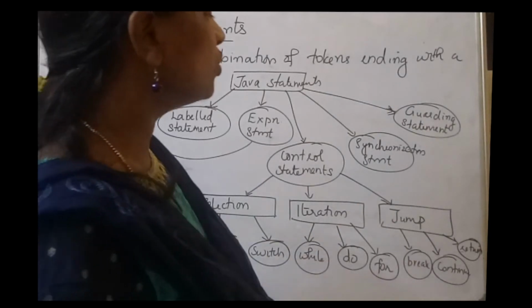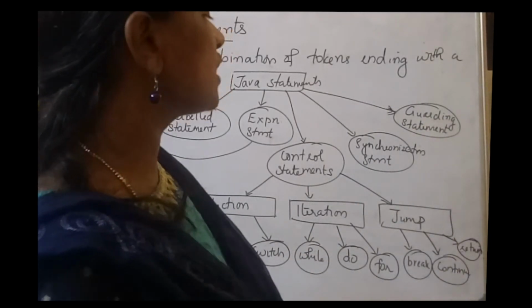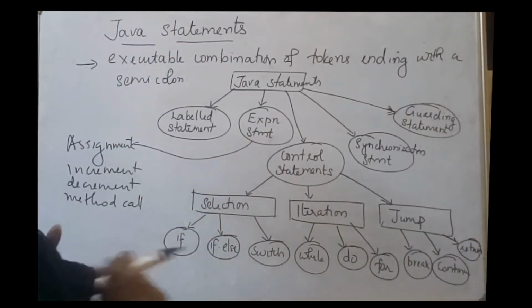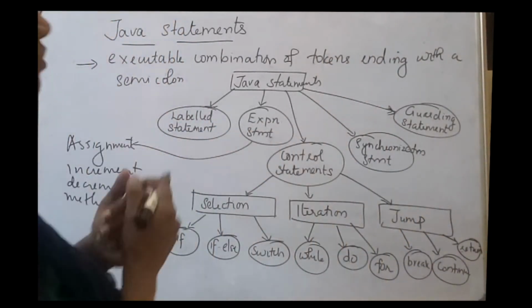That is called continue. And return is usually used along with methods to return some values. Okay, it is also used to return control.